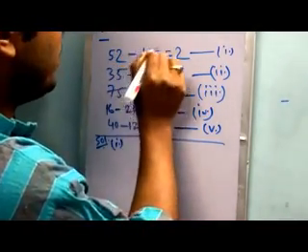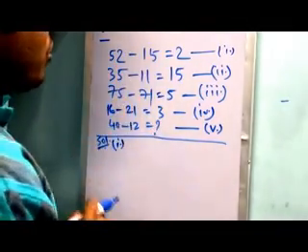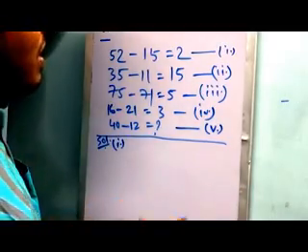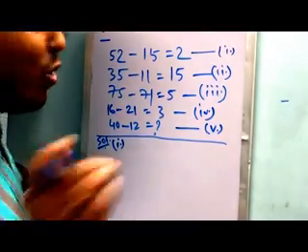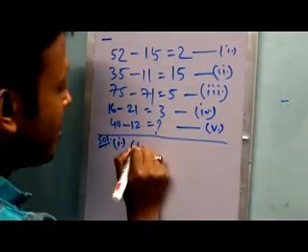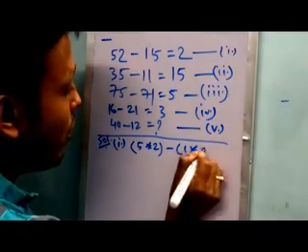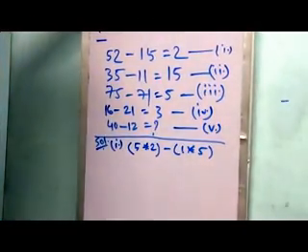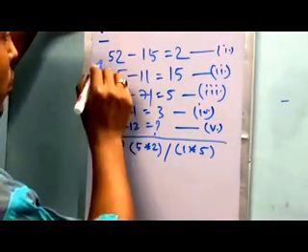52 minus 15 equal to 2. How do you subtract 15 from 52 to get 2? In general, it is not possible. There are some definite logics. So the logic, I am unfurling the logic here. The logic is 5 into 2 minus 1 into 5. So 5 into 2.